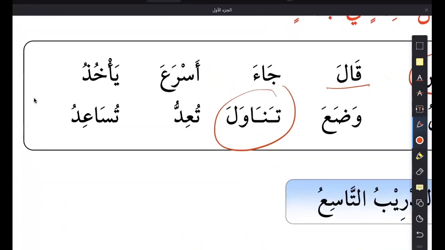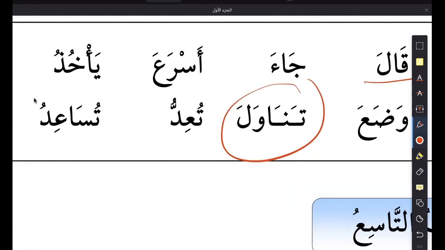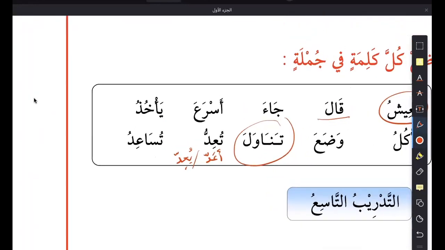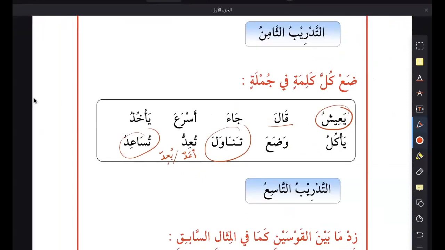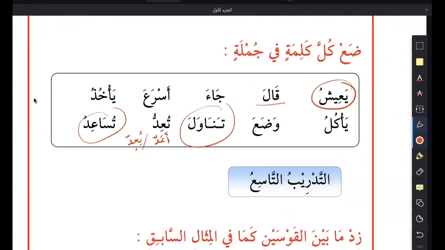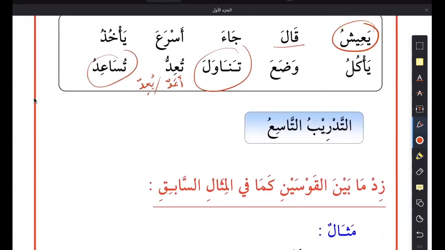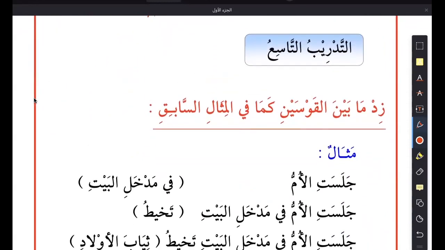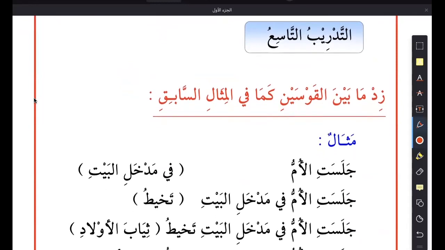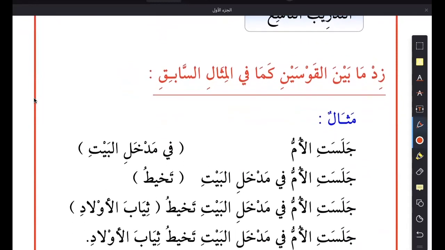Okay, tu'iddu means to prepare. It's from a'adda, a'adda yu'iddu. Okay, then tusa'idu is to help. Sa'ada yusa'idu, to help. Now, next one is التدريب التاسع, the ninth exercise. زد ما بين القوسين كما في المثال السابق.